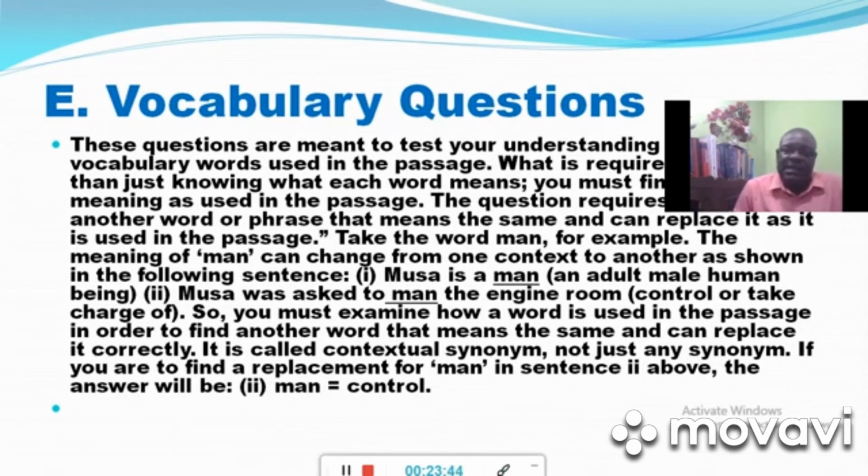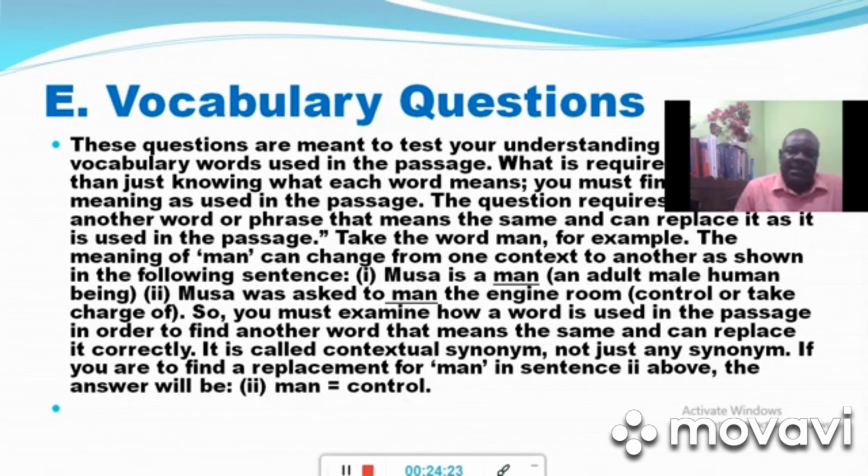So you can see that English words are like chameleons. Chameleons change their color from one physical environment to another. So English words also change their meaning from one linguistic environment to another. Now, once you figure out the exact contextual meaning of the word and you find the contextual synonym, then you present it as follows. Based on the example we have discussed, you write man equals control.